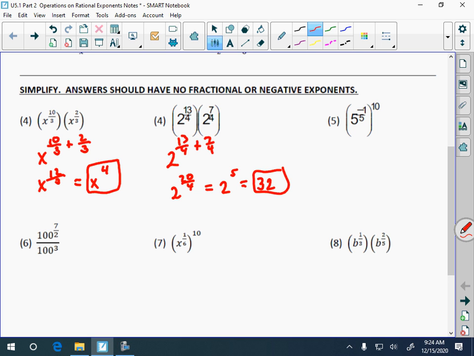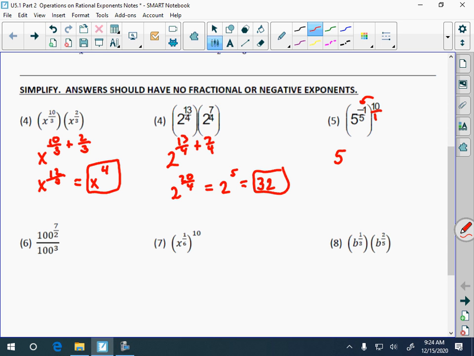All right, number 5. Here we have an exponent raised to an exponent. So when that happens, you want to think of distributing, multiplying. This is where we multiply exponents together. So that 10, we can make that a fraction by putting it over 1. And you want to think when you multiply fractions, you can cross cancel, you can multiply across first, and then simplify. It's up to you.